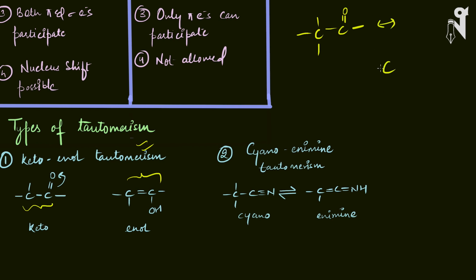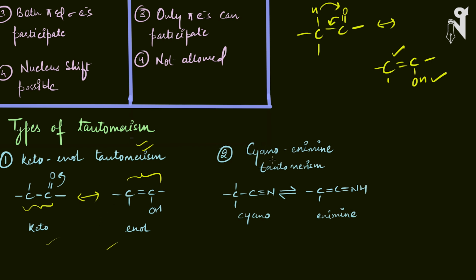How exactly? I have shown you just now a few minutes back that the hydrogen from here will shift to the oxygen and the pi bond will shift over here. So basically the double bond will come over here, and the carbonyl double bond O will get converted into alcohol. So this is your keto-enol shift and they get converted into each other.